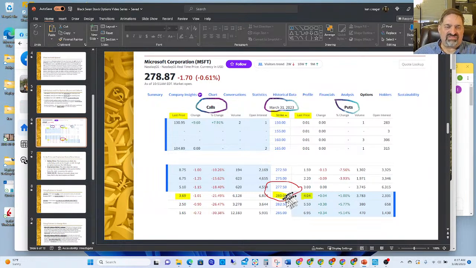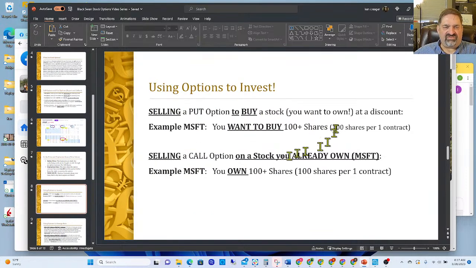So on Friday, if the price is $280 or lower, the person that bought this put from me will give me those stocks, and I'll have to pay $280. But he gave me $4 up front, so I end up paying $276. So almost a $3 discount for less than a week. Okay, so that's if I want to buy.